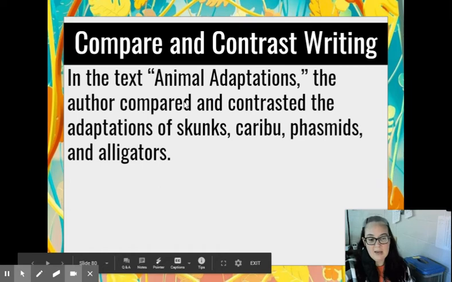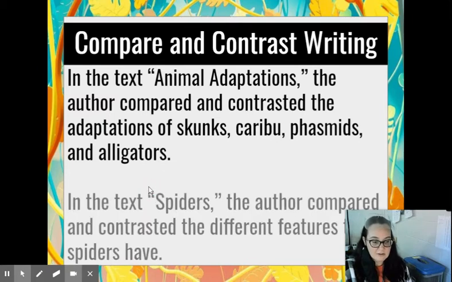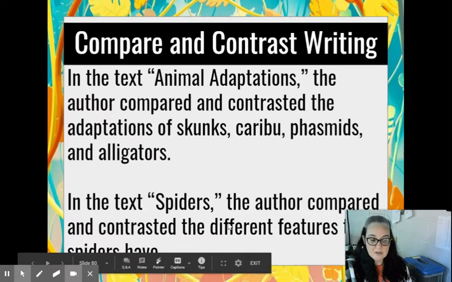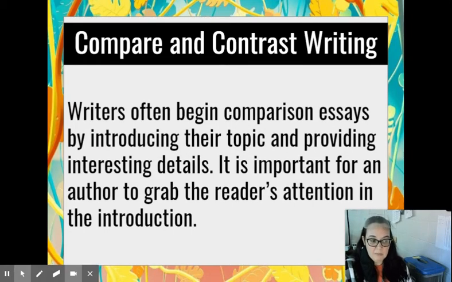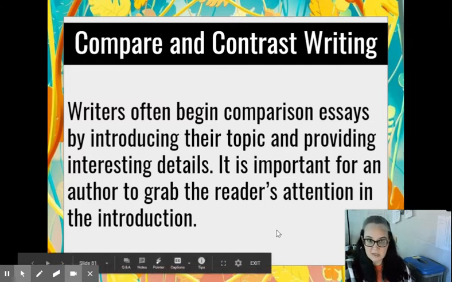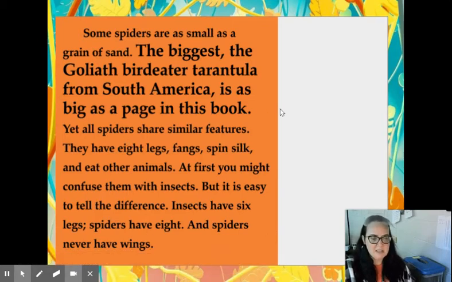In the text Animal Adaptations, the author compared and contrasted the adaptations of skunks, caribou, phasmids, and alligators. In the text Spiders, the author compared and contrasted the different features that spiders have. Writers often begin comparison essays by introducing their topic and providing interesting details. It is important for an author to grab the reader's attention in the introduction. Let's take a look at the introduction from the Spiders text. That author had a really nice introduction.